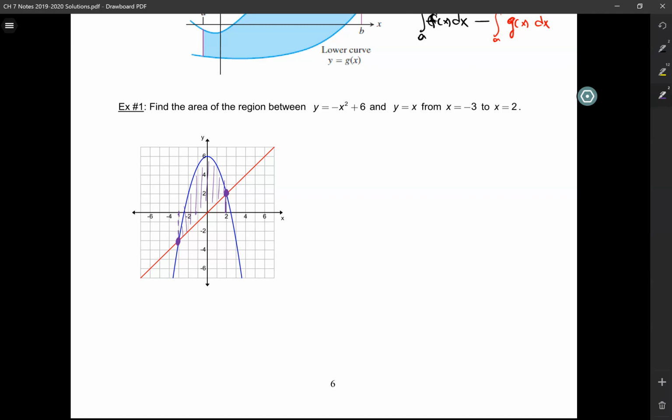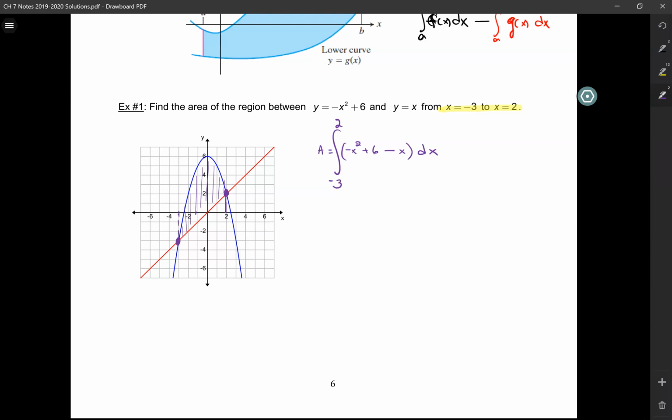Okay, so here's what we're going to do. We're going to say area is the integral, and if we're going from negative 3 to 2, then that goes here, negative 3 to 2. The upper curve, literally the one that sits above, is negative x squared plus 6, minus the lower one, which is x, dx.